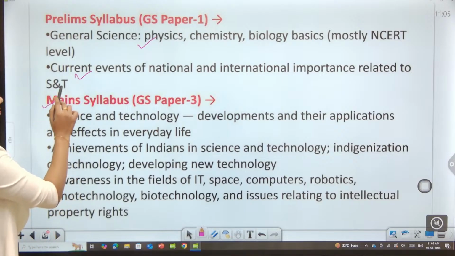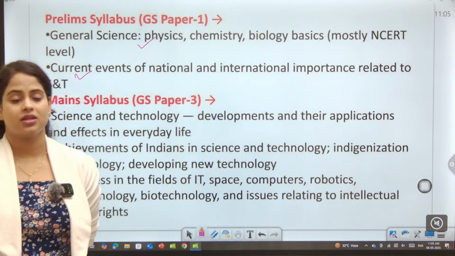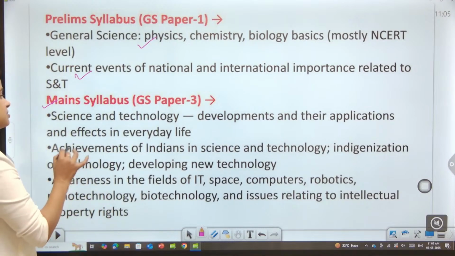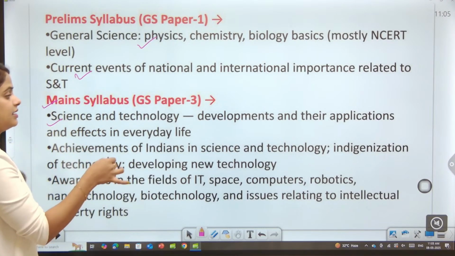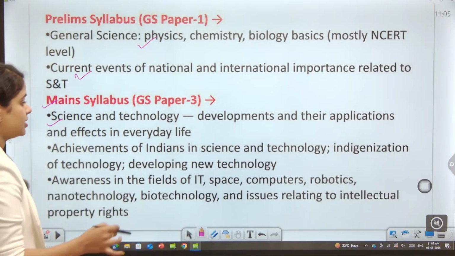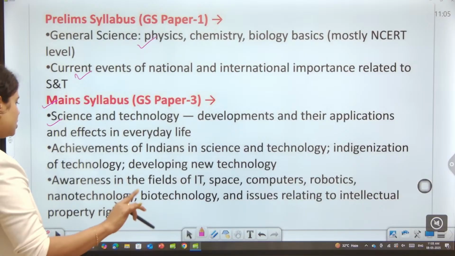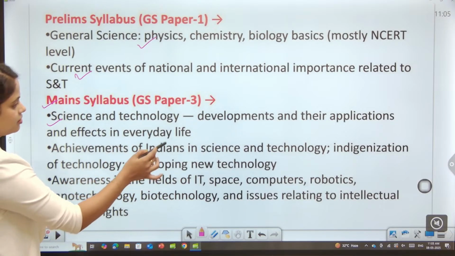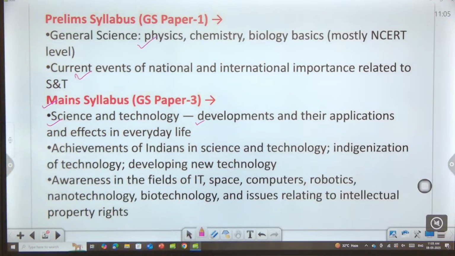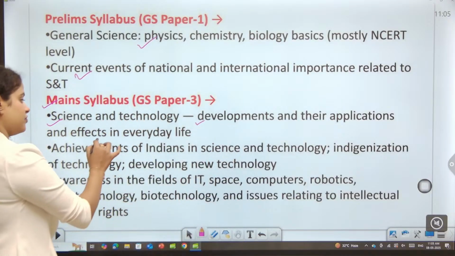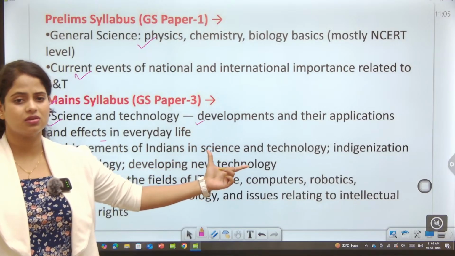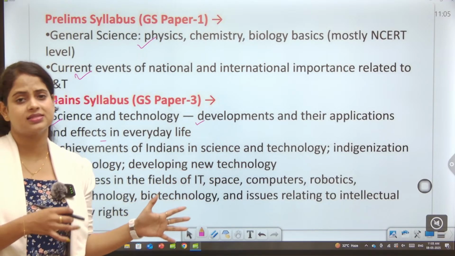So next is the main syllabus. See, that is paper 3 of the GS part. The main syllabus basically depends upon science and tech, and that will include space technology. Everything we will discuss later. First of all, developments and their applications and effects in everyday life, achievements of Indians in science and technology. Everything will depend upon science and technology.